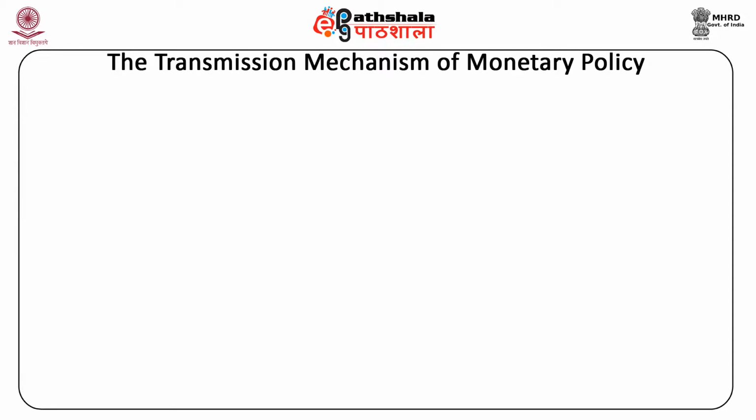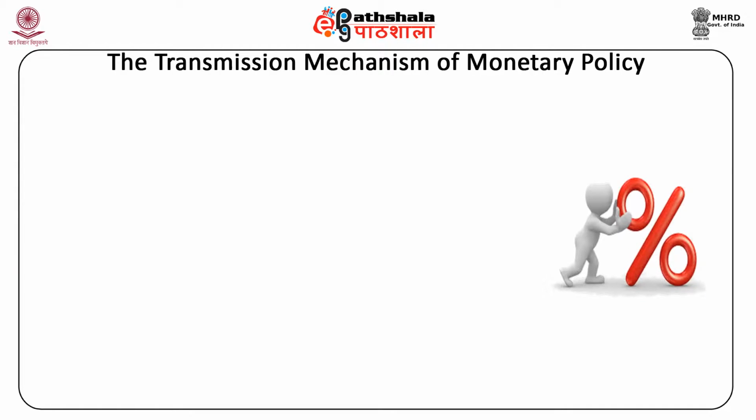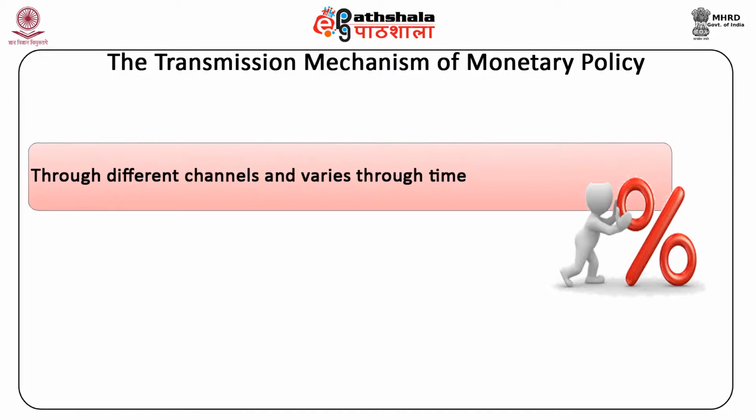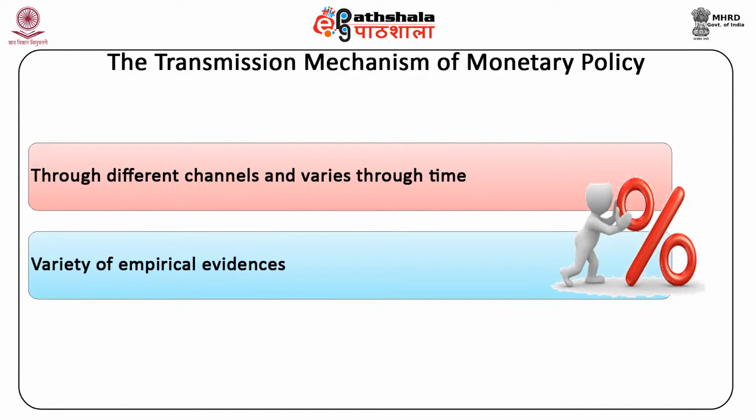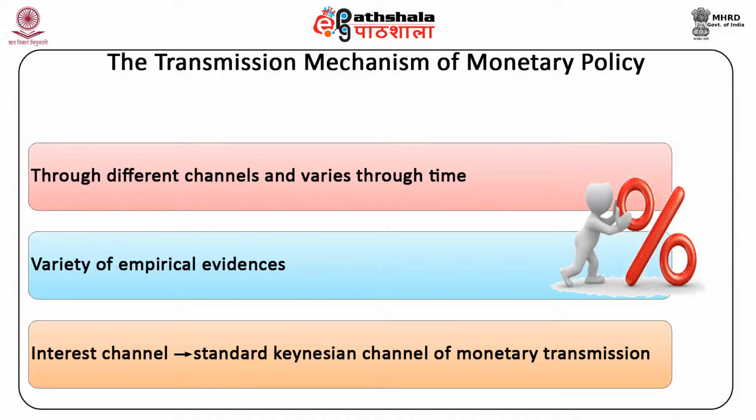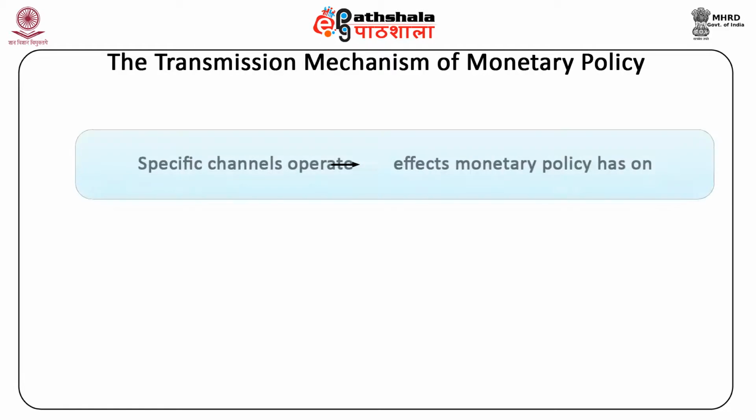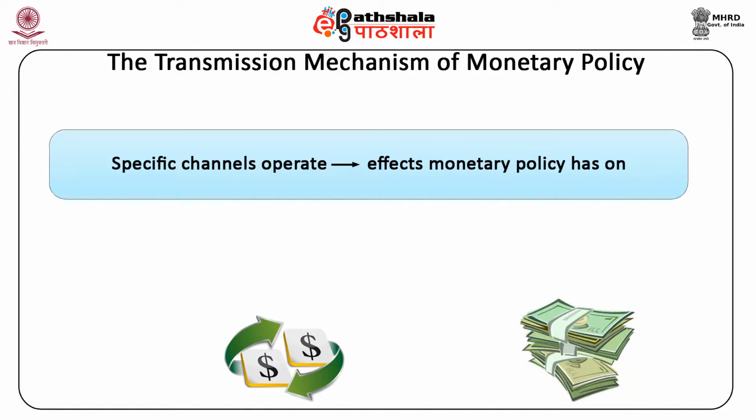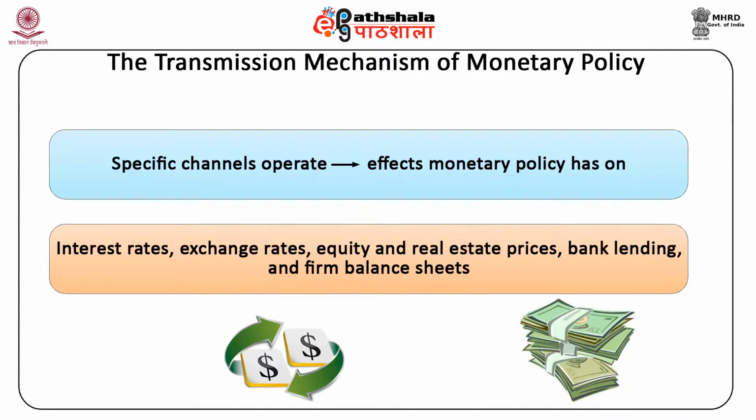The transmission mechanism of monetary policy to the real economy is through different channels with varying time duration. The significance of each channel varies through time. There have been a variety of empirical evidences on the significance of different channels. The interest rate channel is the standard Keynesian channel of monetary transmission. Specific channels of monetary transmission operate through the effects that monetary policy has on interest rates, exchange rates, equity and real estate prices, bank lending and firm balance sheets.